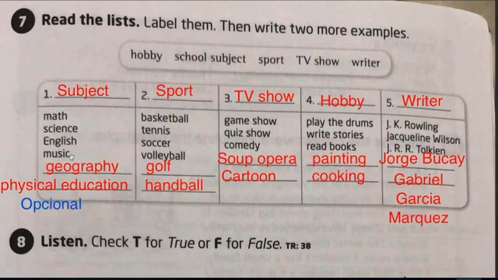And I have 2 more subjects. In my case, I wrote geography, geografía, and physical education, P.E. We usually say P.E., okay? Physical education. You can have more, okay? It's okay. Or you can have the same. It's up to you. In number 2, basketball, tennis, soccer, volleyball.